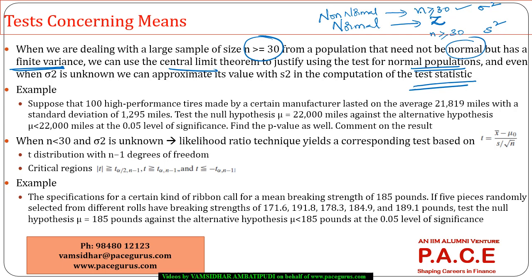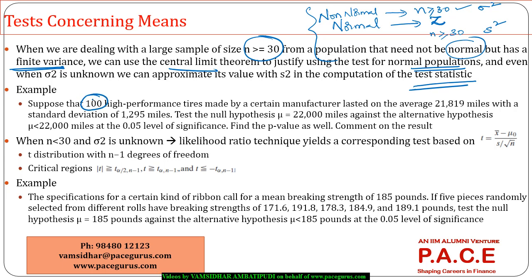So in all these cases, as long as the sample size is large enough, I can very well use the normal distribution, the Z test, and Z alpha by 2 as the critical region definition, so that I can make the approximation to a normal distribution even if the populations are non-normal. So we can look at an example regarding the same.